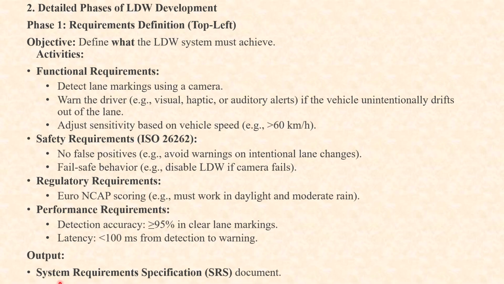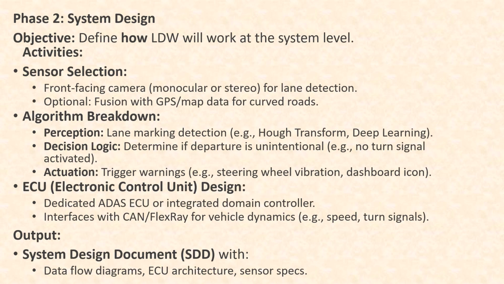All right. Now next is the output. What is the output? System requirement specification. Based on all these requirements definition, the output of this phase is the system requirement specification document. This document is given to the next phase, which is system design.